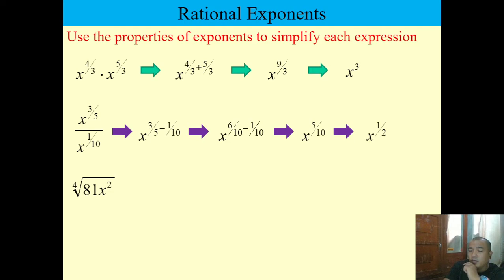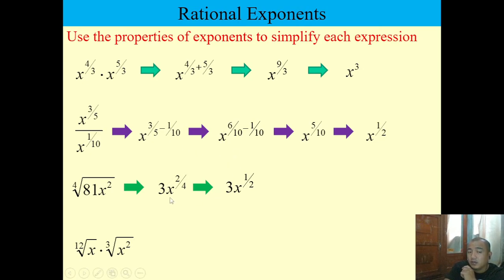How about this? The 4th root of 81x squared. This means 3x raised to 2/4, because the 4th root of 81 is 3: 3 times 3 times 3 times 3 is 81. And for the x squared, multiply 2 by 1/4, where 4 is the denominator. So 2 over 4, in lowest terms, is 1/2. The answer is 3x raised to 1/2.